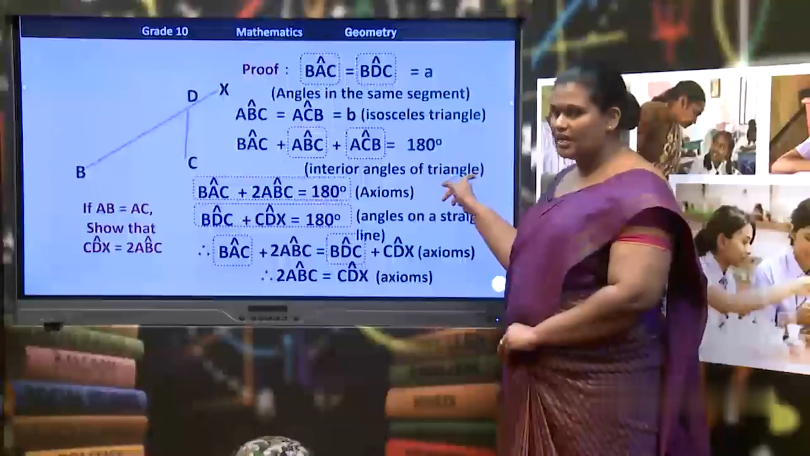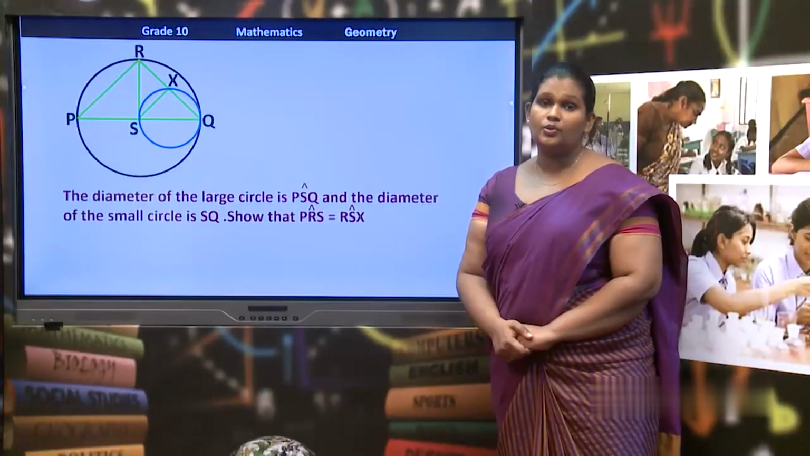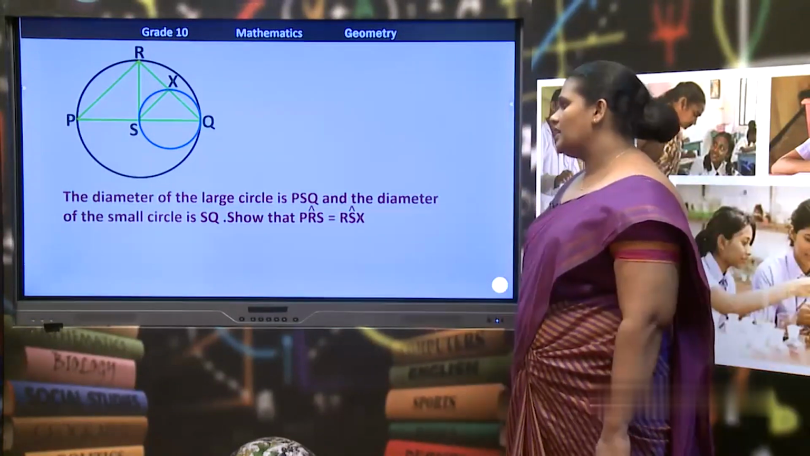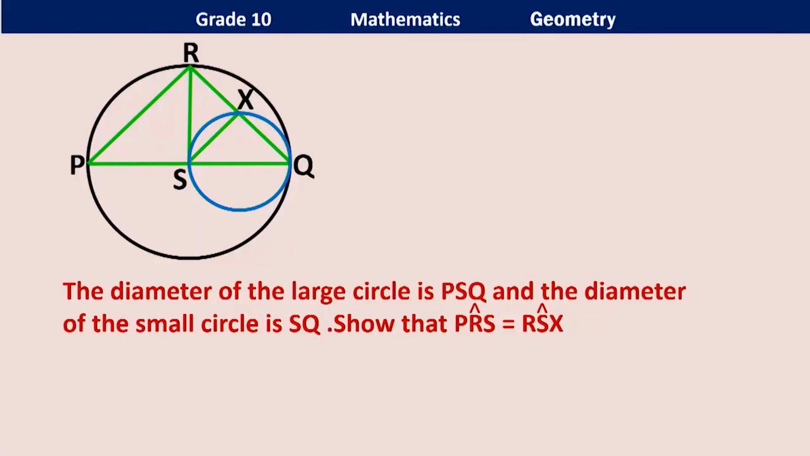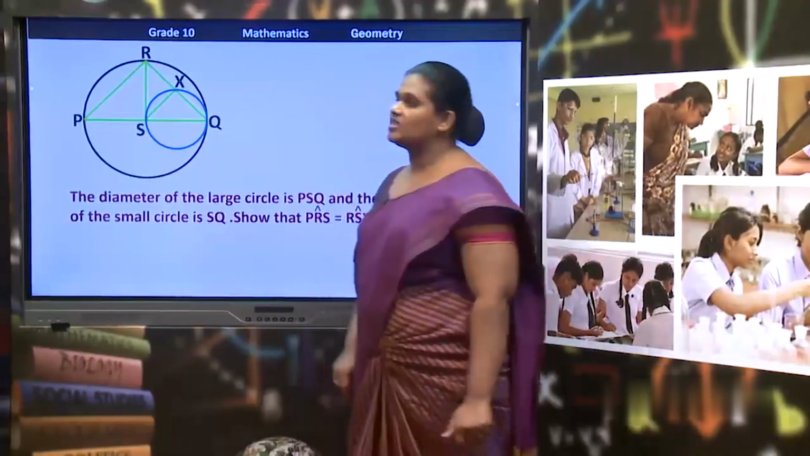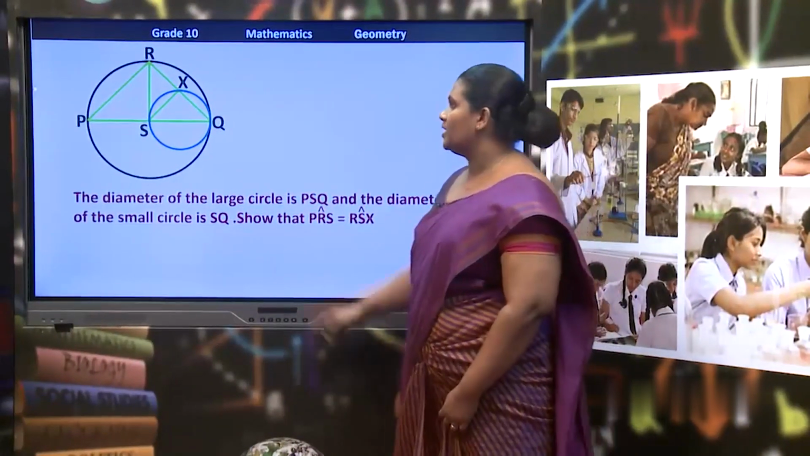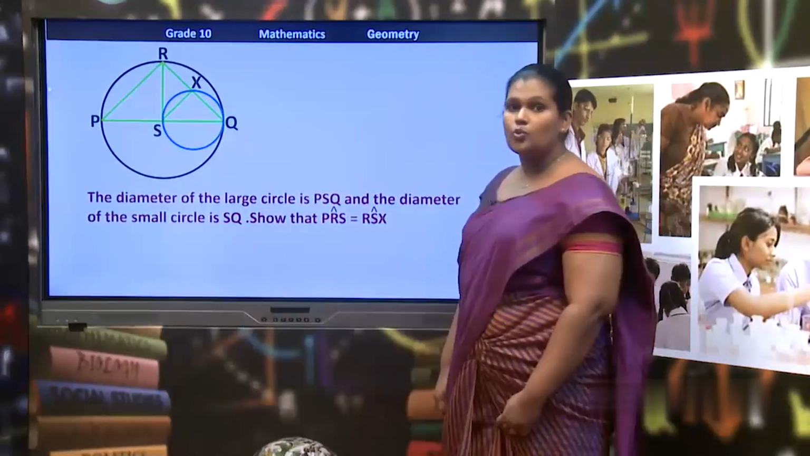So, we will move on to another question. Have a look at this diagram. The diameter of the large circle is PSQ and the diameter of the small circle is SQ. Show that angle PRS is equal to angle RSX. First of all, we will have a look at these two diameters. PSQ is the diameter of the large circle. SQ is the diameter of the small circle.